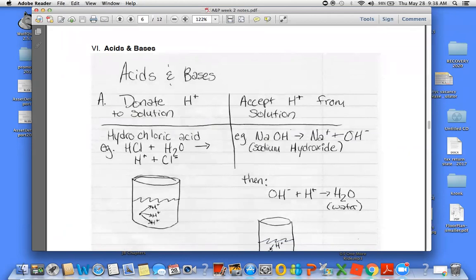So what do I mean by acid and base? You close your eyes, you think about it. An acid is something that's sour, a base, bitter. You think of it like in your stomach, that's acidy.